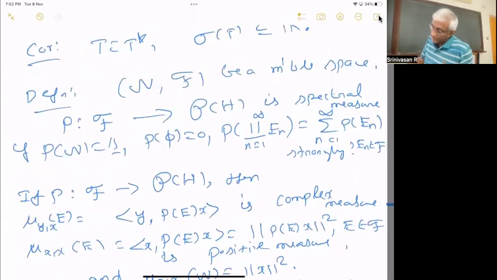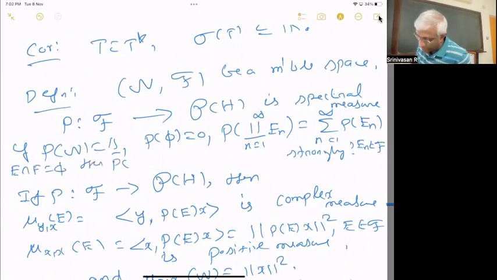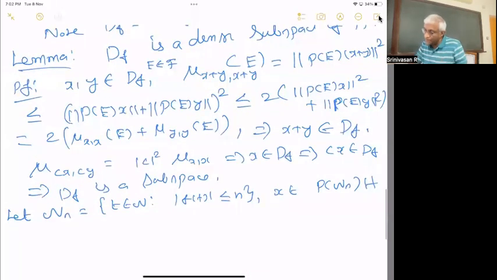I forgot, maybe that follows, but let us just write it. If E intersection F is equal to empty, then P of E is orthogonal to P of F. I think it will follow because it's additive on disjoint sets, since it has to be a projection. Let us add it. So P of omega n complement is orthogonal to P of omega n. They are orthogonal projections.